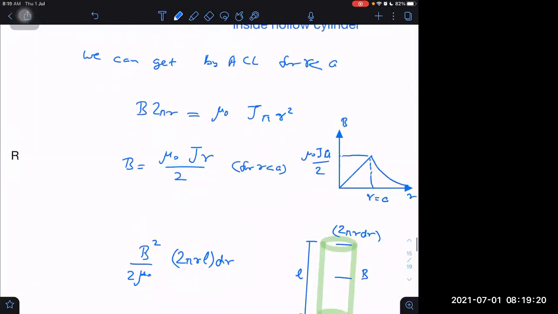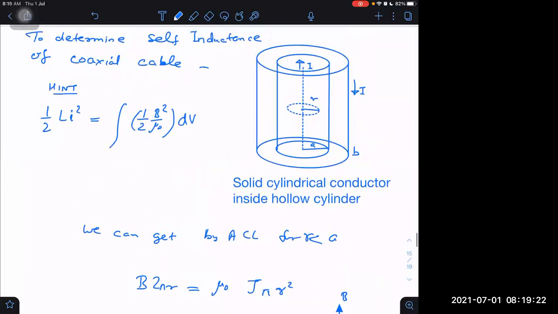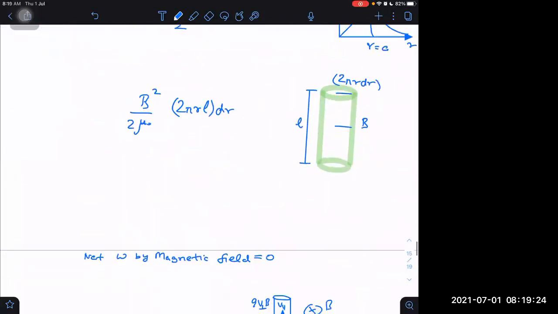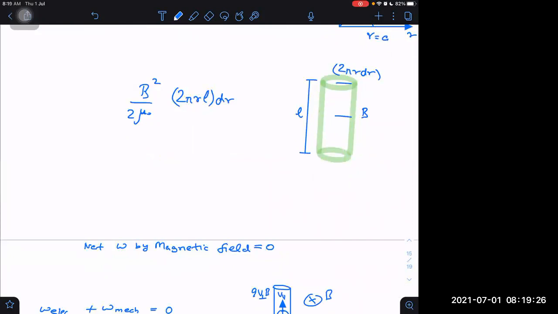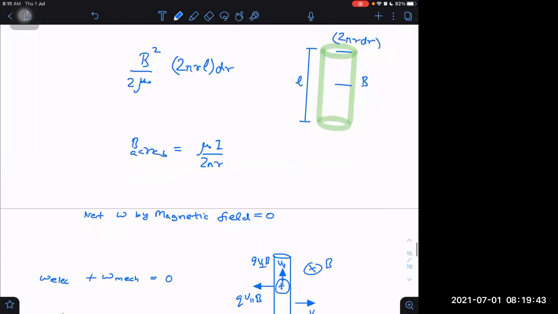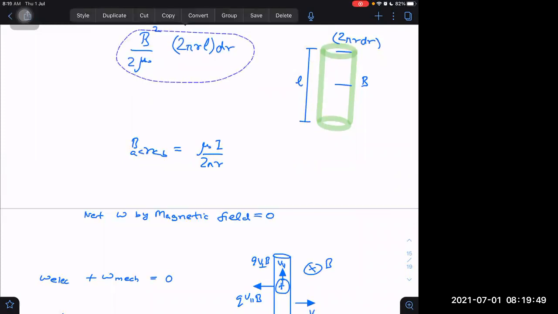What is the energy outside? For outside, we can simply take B equal to mu naught I by 2 pi r, for r greater than a. B for r from a to b will be just equal to mu naught I by 2 pi r. What is the energy density then? Then also we have to do the integration to get the energy.